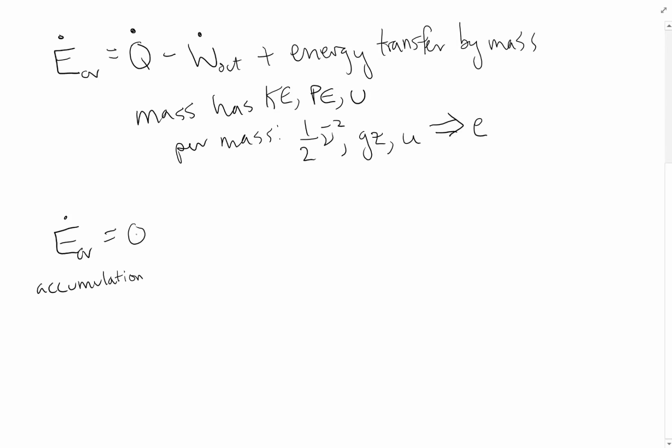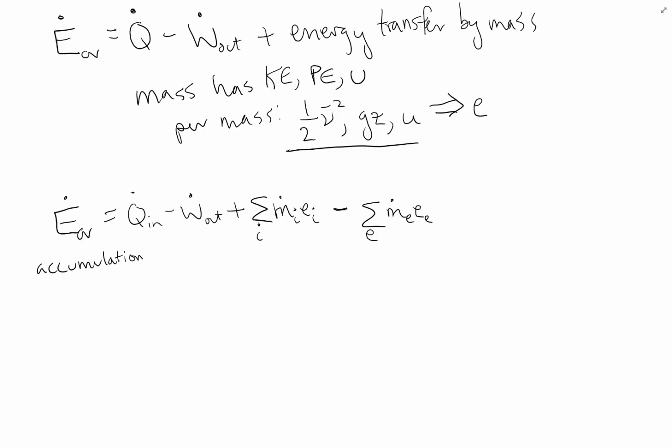So Q dot in minus W dot out, plus, just like with the mass balance, we have to keep in mind that mass could be flowing in multiple places. So we sum over all the inlets of the mass flow rate at that inlet times the specific energy of that mass. The specific energies are per mass, so multiplying by the rate at which mass is coming in gives me the rate at which energy is coming in. Same thing for the exits: minus the sum over the exits of m dot times the specific energy at the exits.